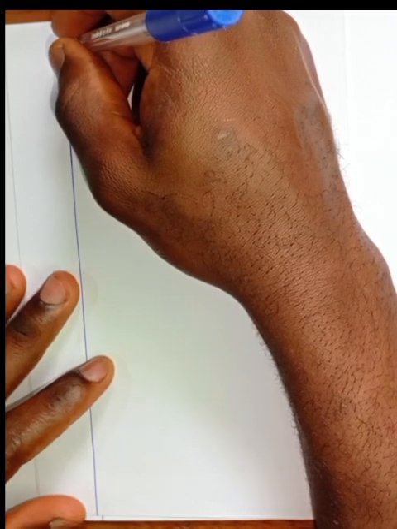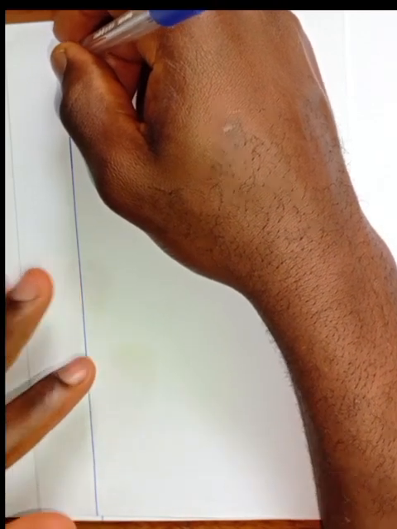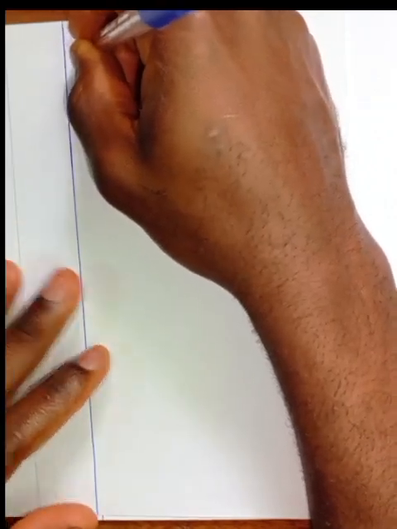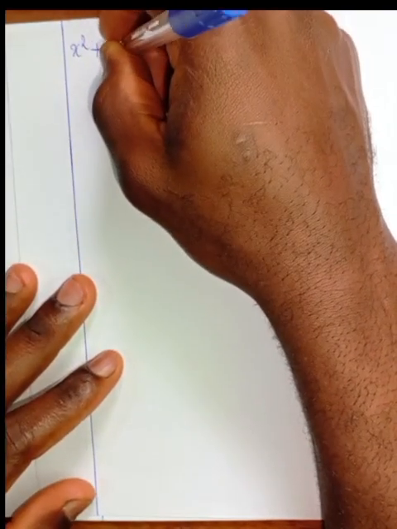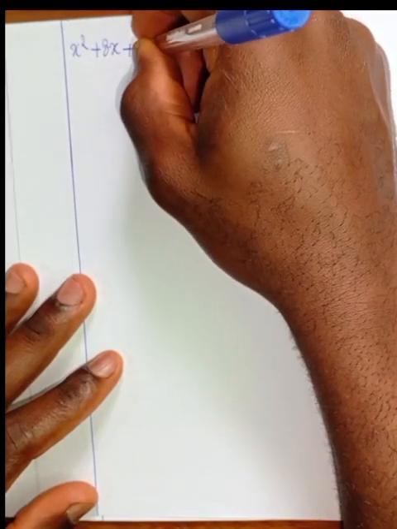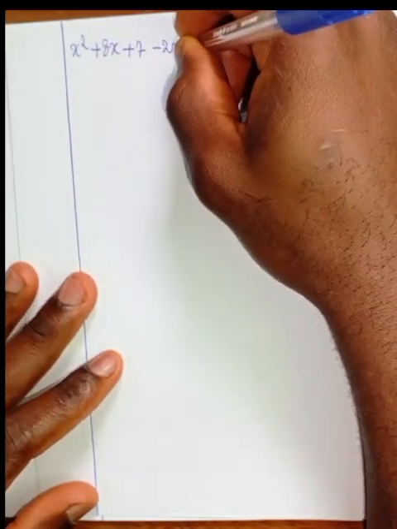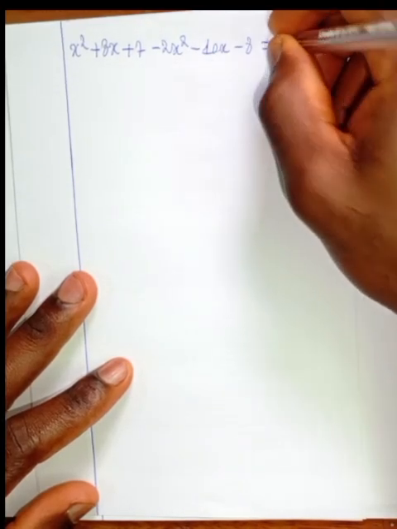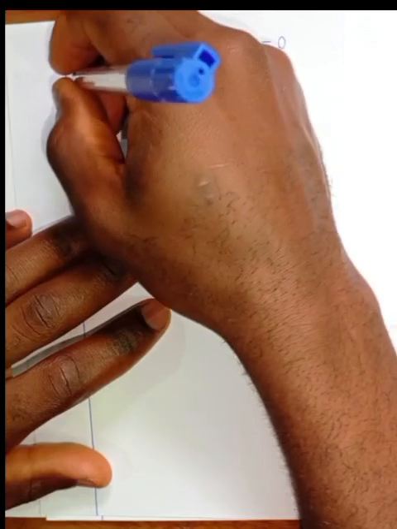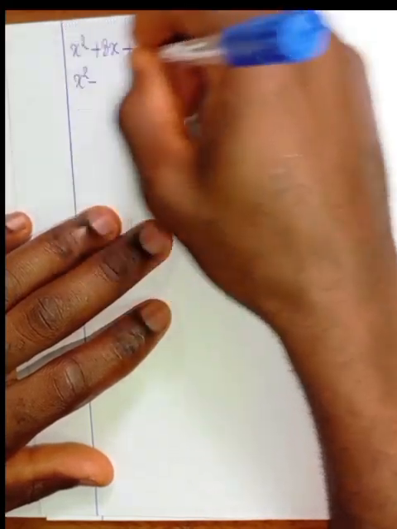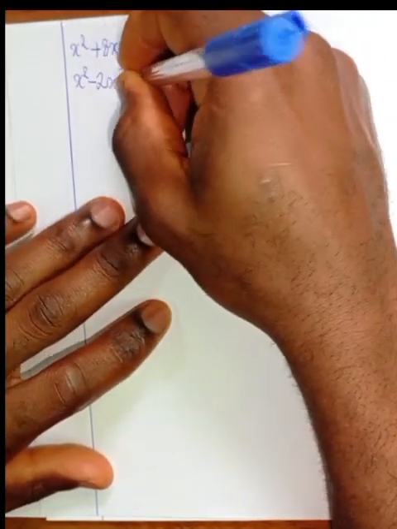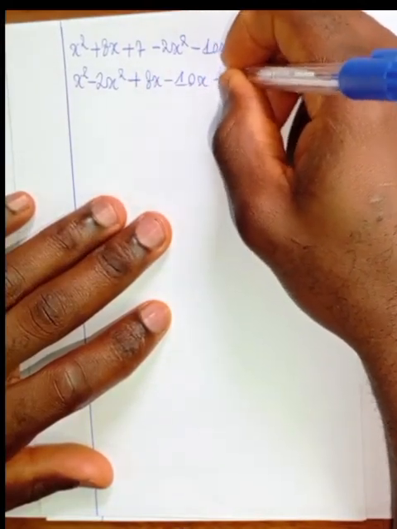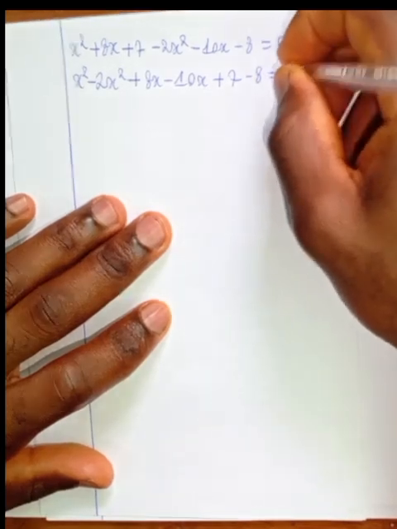Next step, we are going to transfer all the terms at the right hand side to the left hand side. This will give us x squared plus 8x plus 7 minus 2x squared minus 10x minus 8 is equal to 0. Next, we are going to bring the like terms together. x squared minus 2x squared plus 8x minus 10x plus 7 minus 8 is equal to 0.